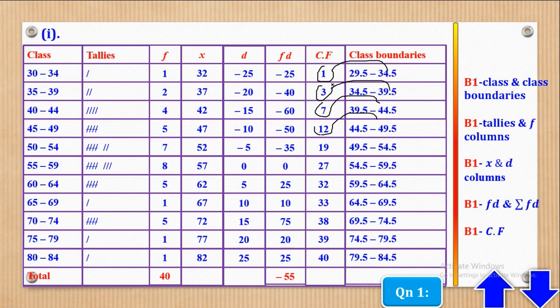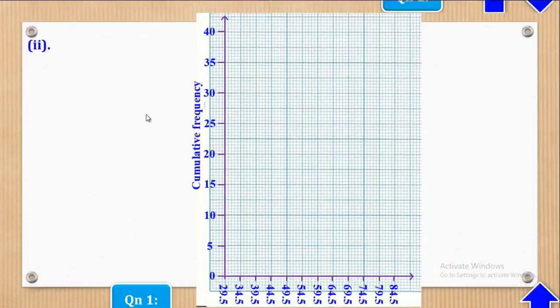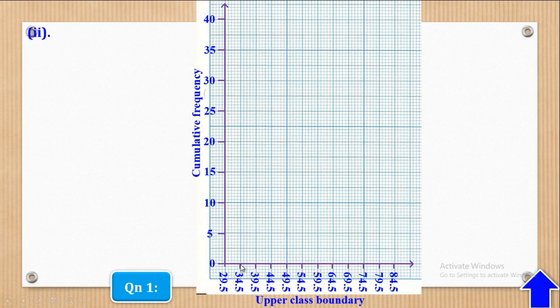So we are going to start with 34.5, which will correspond with 1, and 39.5, which will correspond to 3. So let's first plot those two values, 1 and 3. You come here and plot for 34.5, we plot 1, and for 39.5 we plot 3, which is there.